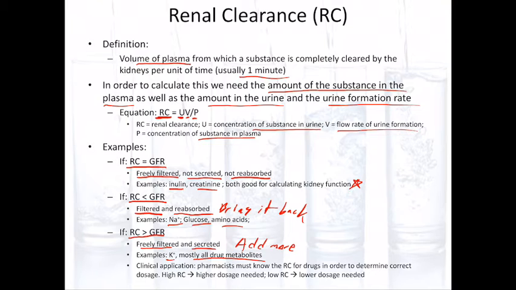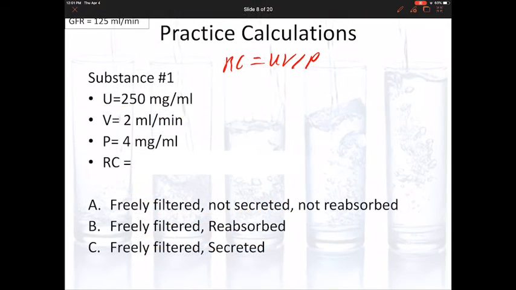Okay, so the clinical application here is that pharmacists must know the renal clearance for a drug in order to determine the correct dosage. So if it's a very high renal clearance, then you need a higher dosage. Low renal clearance means you need a lower dosage because it'll stay in the blood for longer.